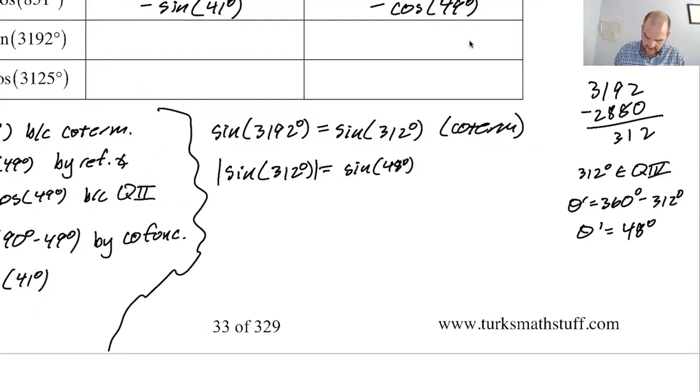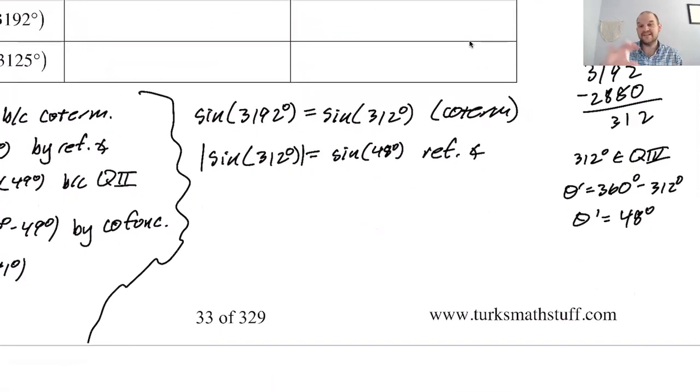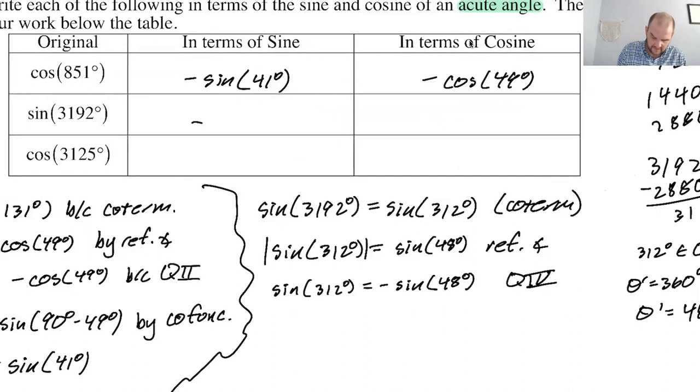That's by reference angles. All right, so sine of 312, because you're in quadrant 4, is negative, which means its absolute value is the opposite of it. So negative sine of 48. And that's because you're in quadrant 4. And then that'll do it for sine, right? So this should be the negative of the sine of 48. We'll check these on a calculator too.